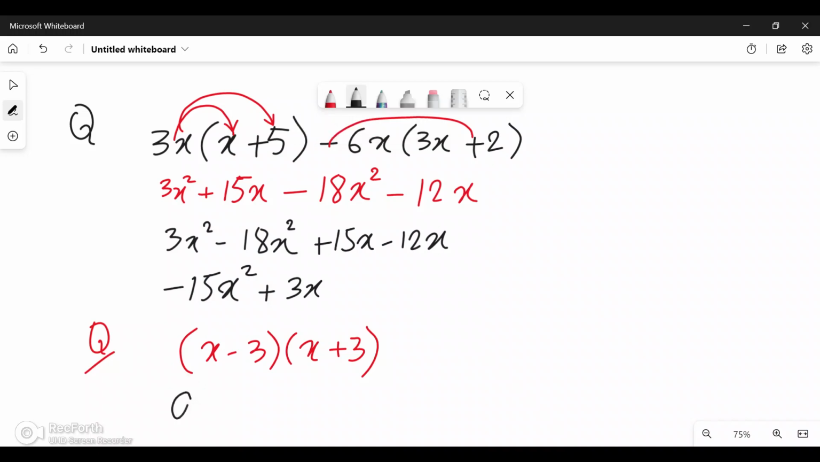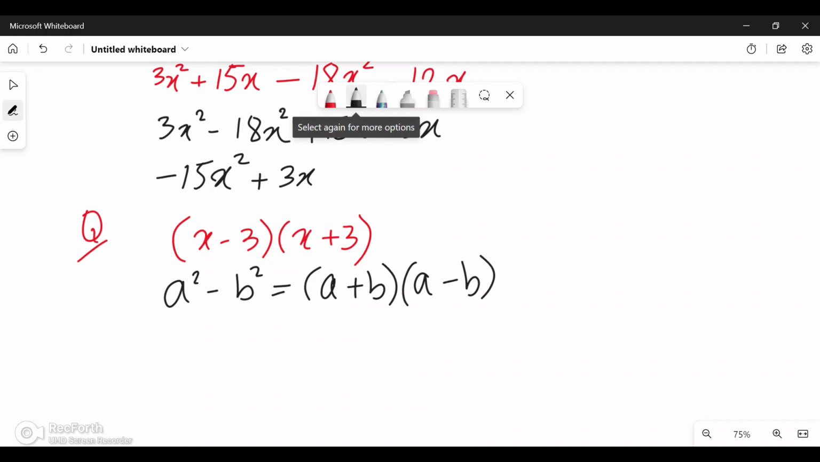We have an identity, if you remember: a square minus b square is equal to a plus b into a minus b. Now relate this identity with your question. In the brackets, you have exactly the same values, but with two different signs, positive and negative. Whenever you have this type of question, directly apply the identity. Here a is x and b is 3. So I will directly write a square minus b square. x square will be x square and 3 square will be 9. This is the answer: x minus 3 into x plus 3 gives x square minus 9.